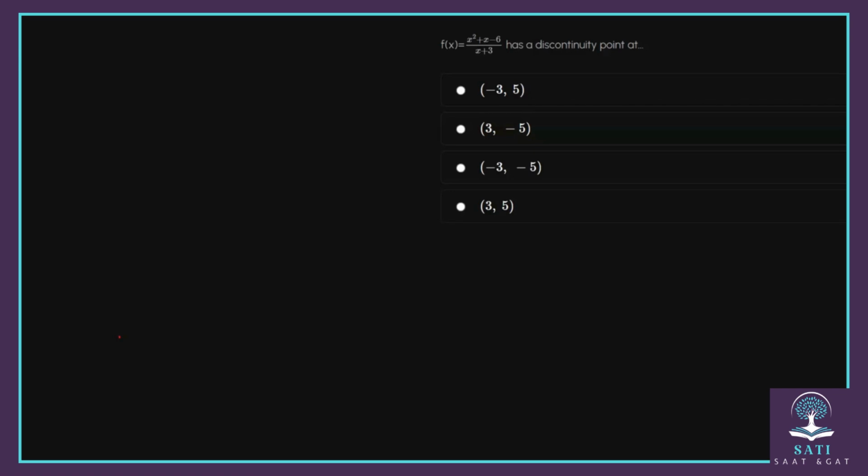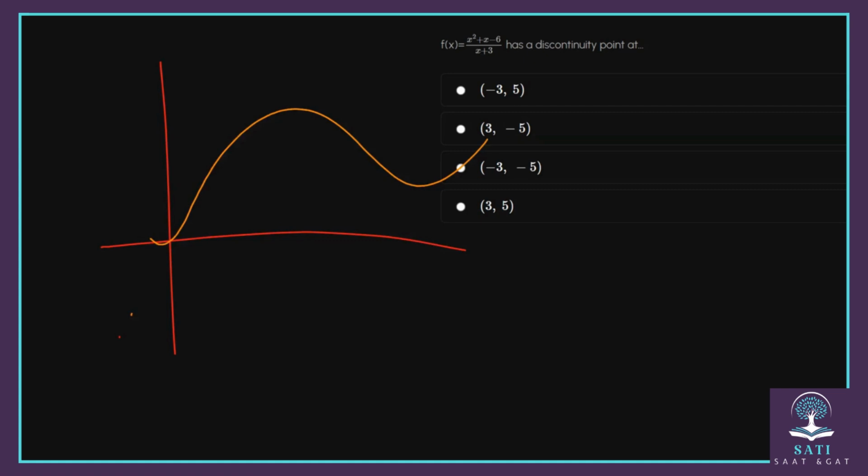f of x equals x squared plus x minus 6 over x plus 3. It has a discontinuity point where? Okay, we know the function is continuous on an interval of x when there are no holes on the graph. That means all the domain values can give us values for y.